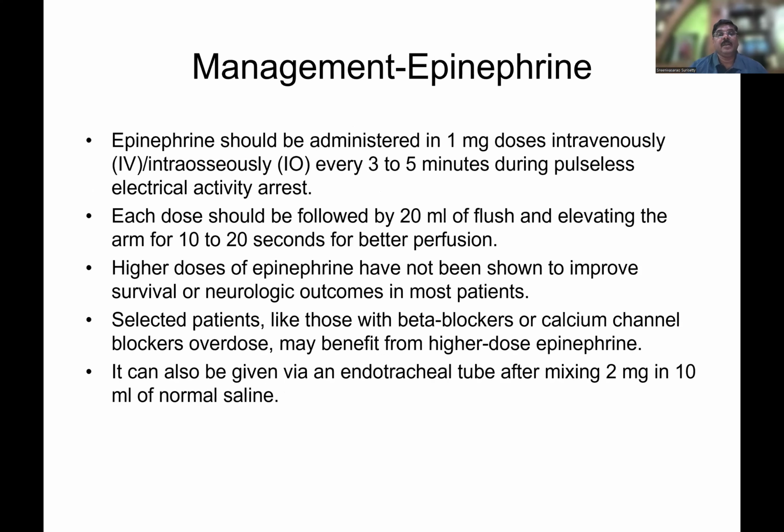So coming to epinephrine, it should be administered in 1 milligram doses intravenously every 3 to 5 minutes during pulseless electrical activity. Each dose should be followed by 20 ml of flush and elevating the arm for 10 to 20 seconds for better perfusion. Higher doses of epinephrine have not been shown to improve severe neurologic outcome in most patients, but in selected patients, like those with beta blocker and calcium channel blocker overdose, this higher dose of epinephrine may benefit in some situations.